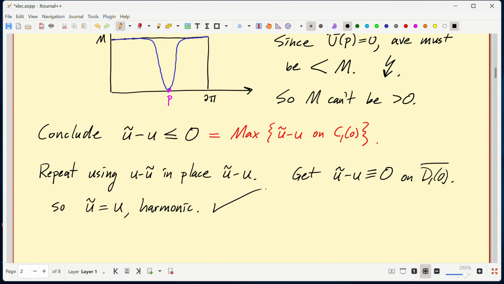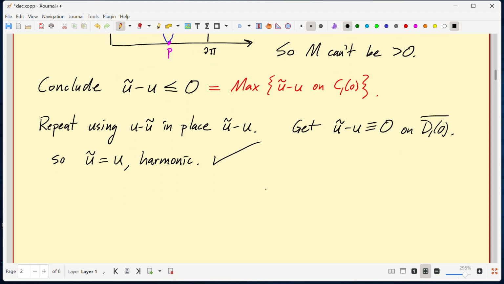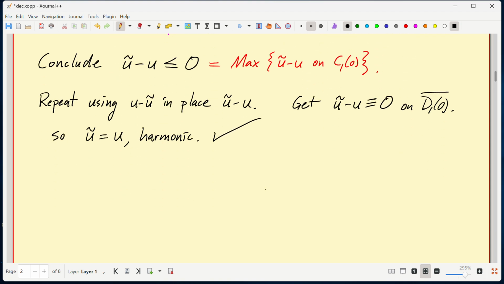Questions about it? And a very similar trick is going to give us the Riemann removable singularity theorem for harmonic functions.